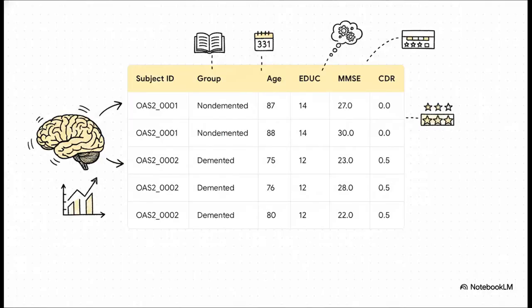And here it is. This is our playing field for today's competition. This data comes from a project called OASIS, and it's fantastic. It tracks over 150 people over time, giving us things like their age and education, but also these really crucial clinical scores, like the MMSE, that's the Mini Mental State Exam, and the CDR, the Clinical Dementia Rating.